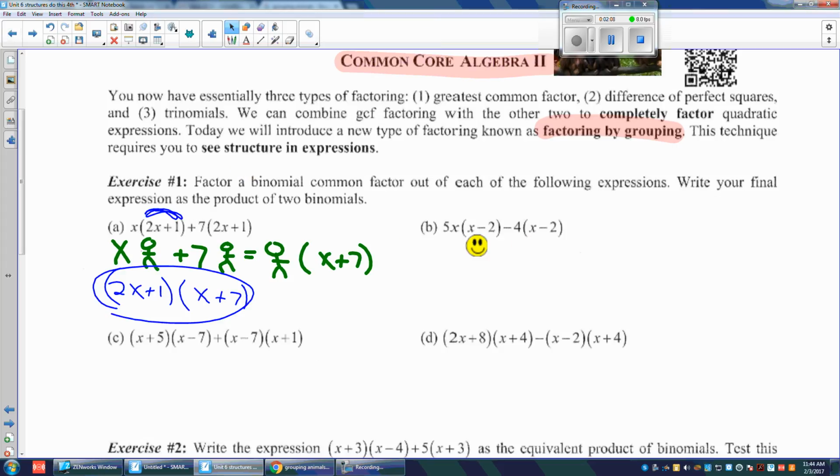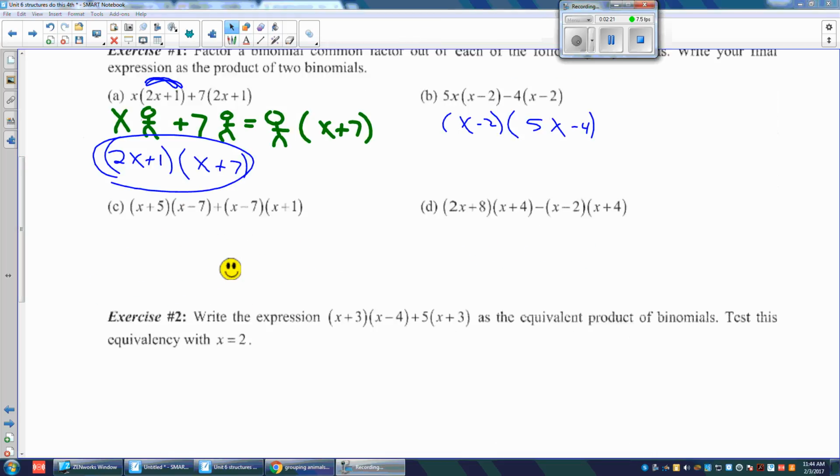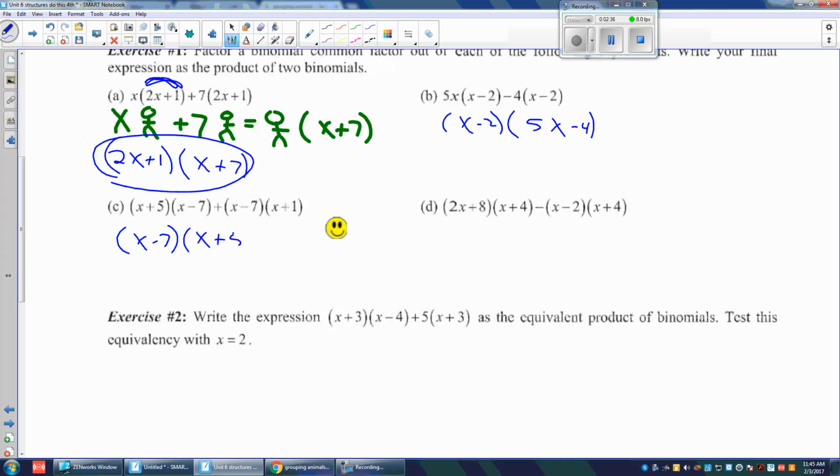Take a look to see what's the same. We have an x minus 2 that's the same. So we factor out the x minus 2, and what are we left with? We're left with 5x minus 4. Take a look, try to see what's the same. Oh yeah, there it is, the x minus 7. So we factor it out, and then we have the x plus 5.